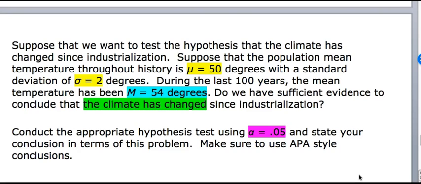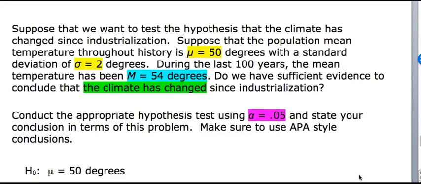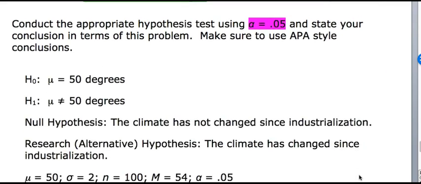During the last 100 years, the mean temperature has been sample mean M equal to 54 degrees. Do we have sufficient evidence to conclude that the climate has changed since industrialization? Conduct the appropriate hypothesis test using alpha equal to 0.05 and state your conclusion in terms of this problem. Make sure to use APA-style conclusions. So step 1 is our hypotheses. So here we go.